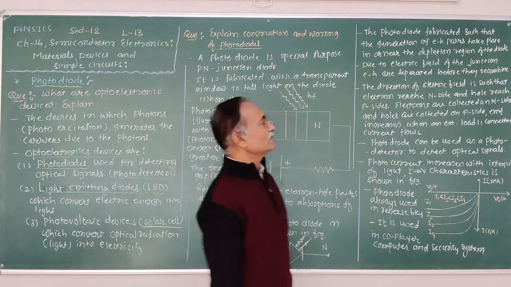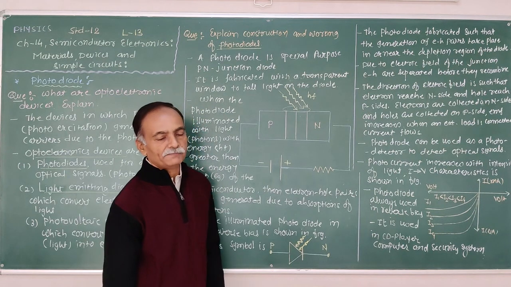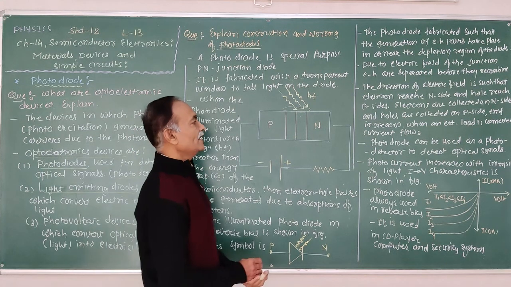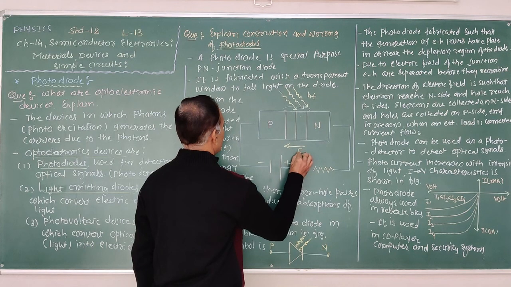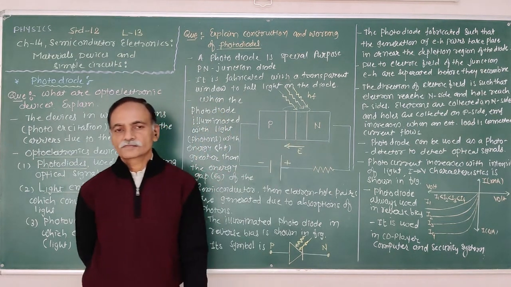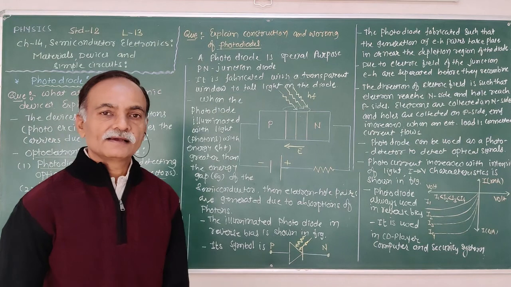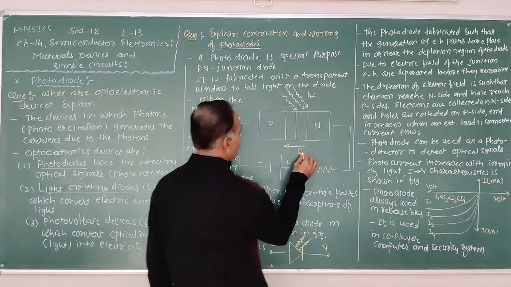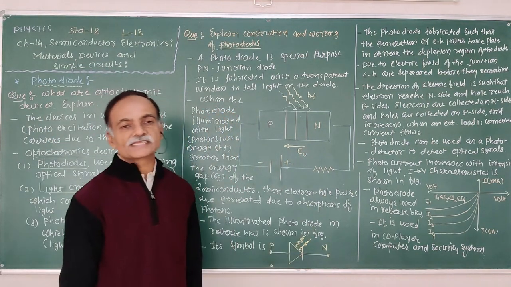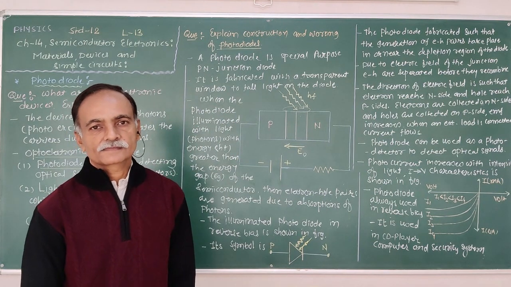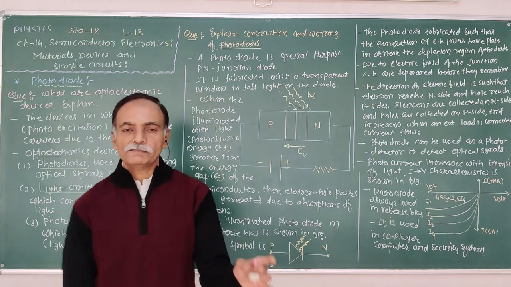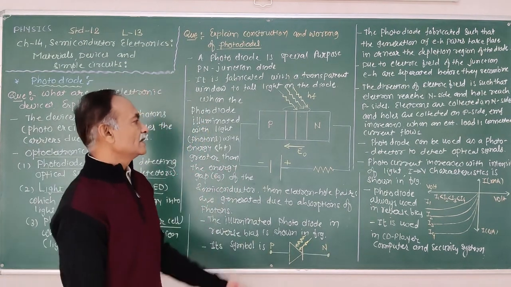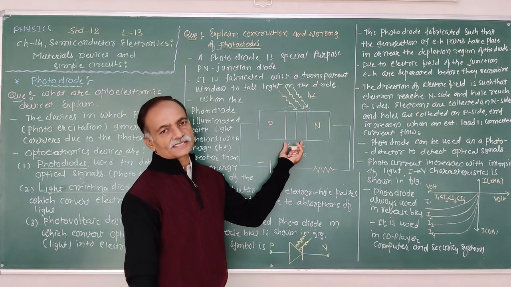Due to the electric field of the junction, the electrons and holes are separated before they recombine. The electric field inside the junction is already in this direction, into p. That is the electric field inside the depletion region, and there is the potential barrier, as we already discussed. So as the light is incident on the junction, electron-hole pairs are formed in or near the depletion region.